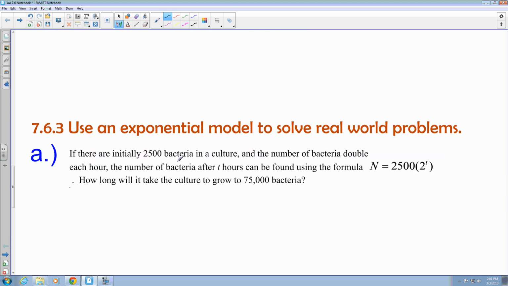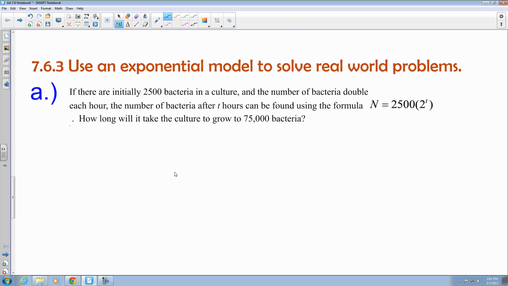Got a story problem. Using exponential models helps me solve real-world problems. It says if there are initially 2,500 bacteria in a culture and the number of bacteria doubles each hour, the number of bacteria after t hours can be found using the formula n equals 2,500 times 2 to the t power. How long will it take the culture to grow to 75,000 bacteria?